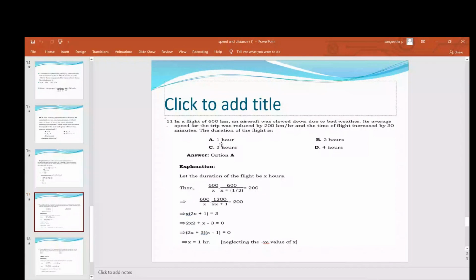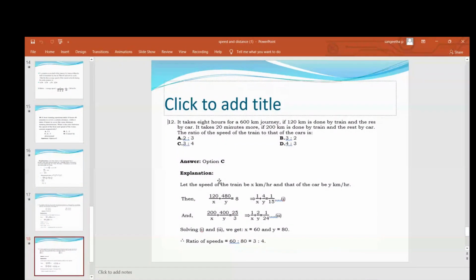I think you understand the problem. So then move on to the problem number 12. It takes 8 hours for a 600 kilometer journey. If 120 kilometer is done by a train and the remaining by car. So the same model is repeated, but the numerical is different, but it's an important problem. So only we are discussing the model part.